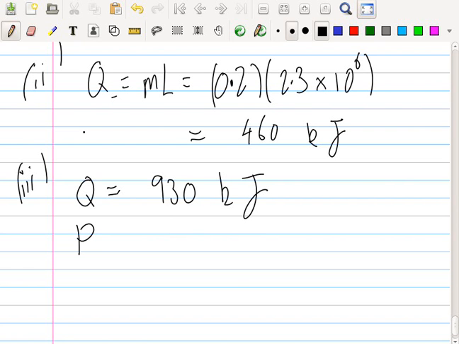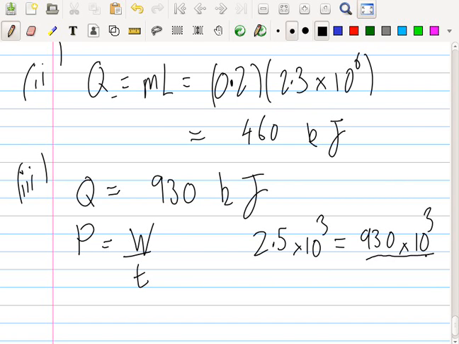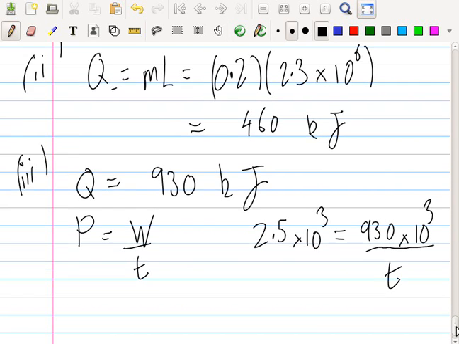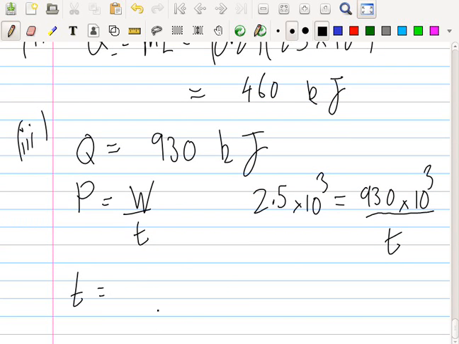Okay, what's the formula for power? No, the general formula. The energy over time, work over time. So what is the power in this question? It's 2.5 kilowatts. What's the work here? 930 kilojoules. And then what's the time? Time is what you want to find. So the answer is time equals 930 divided by 2.5. So what's that? Brandon, what's that? 272.